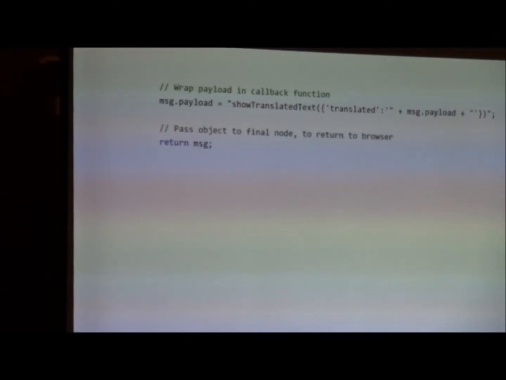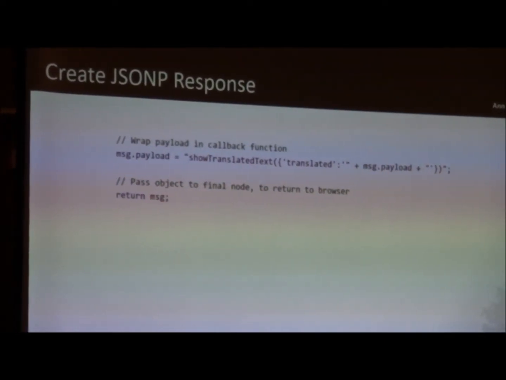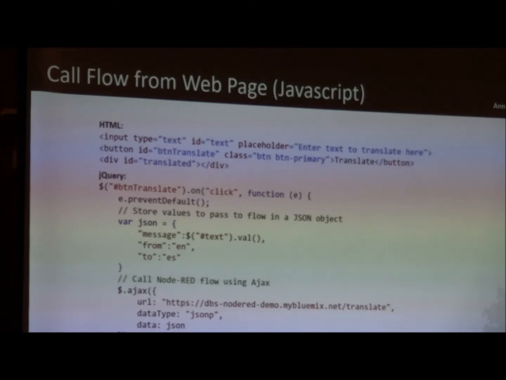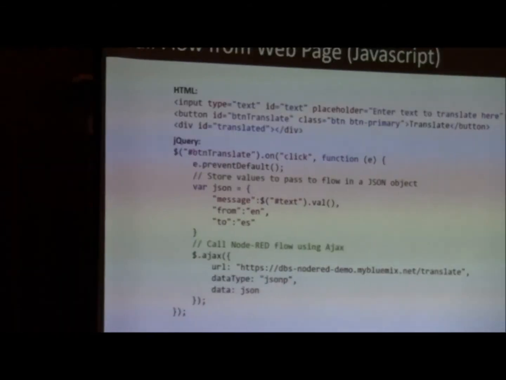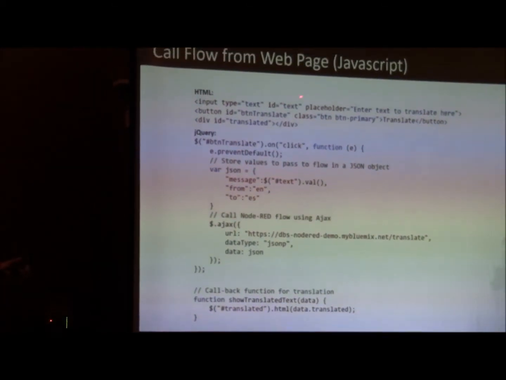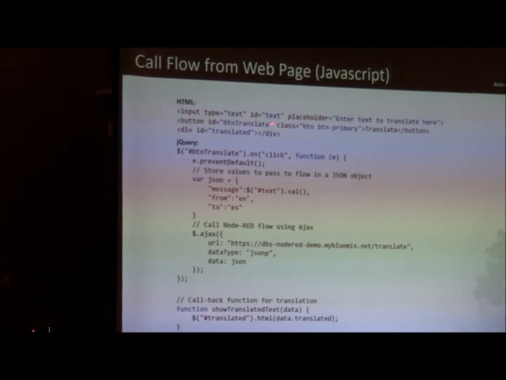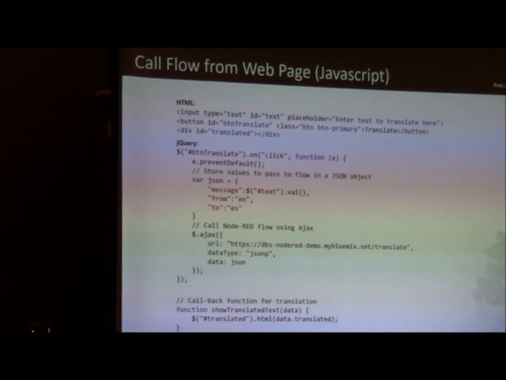Here's the created JSONP, and I call the function show translate text. And as you can see, a JavaScript object here that I'm building. So translate colon and then the translate text. And this is how you call it on the web. Just 3 elements. You have an input field. That's where the user enters the text to translate. I have a button, and I have in this case, an empty div where the translate text is going to show up.